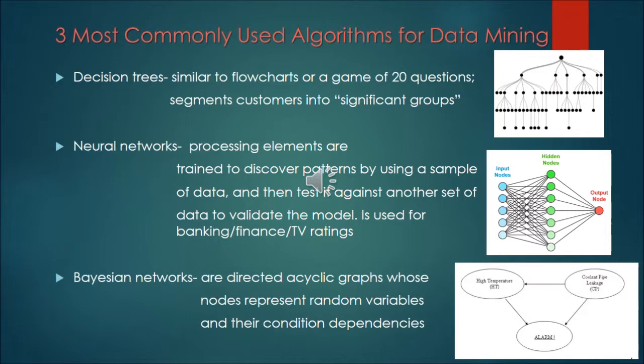Neural networks are processing elements that are trained to discover patterns by using a sample of data and then testing it against another set of data to validate the model. It is used for banking and financing. Bayesian networks are a little more complicated. They are directed acyclic graphs whose nodes represent random variables and their conditional dependencies, as you can see by the picture on the right.